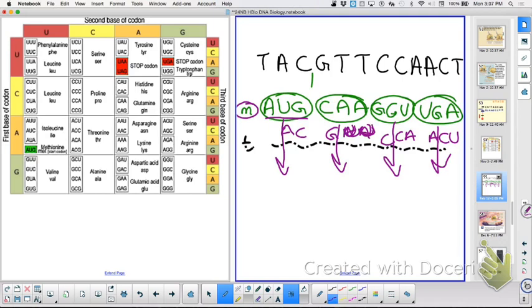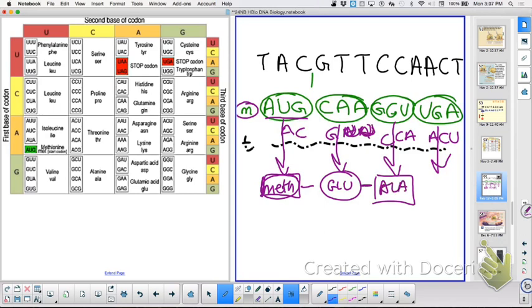So AUG, what does that get me? AUG, meth. Methionine, it's always the first amino acid. What's the next one going to get me? CAA. CAA gets you what? Glutamine. Okay, the next amino acid, GCU. GCU, doesn't matter. Alanine.